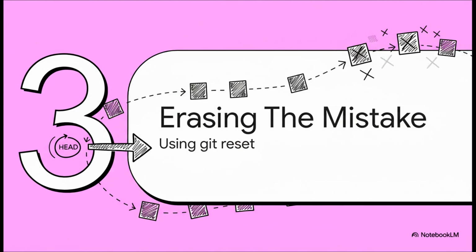Okay, theory lesson over. Now that we know where the secrets are kept, we are ready to turn back time. And our time machine for this job is a really powerful command called git reset.